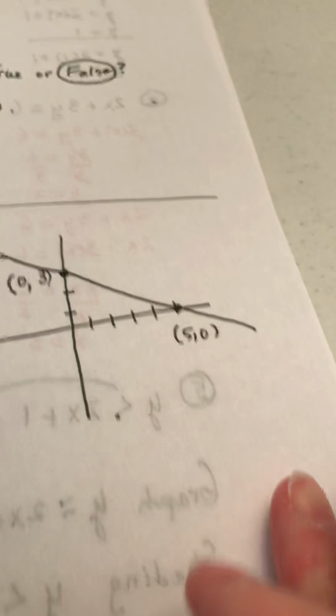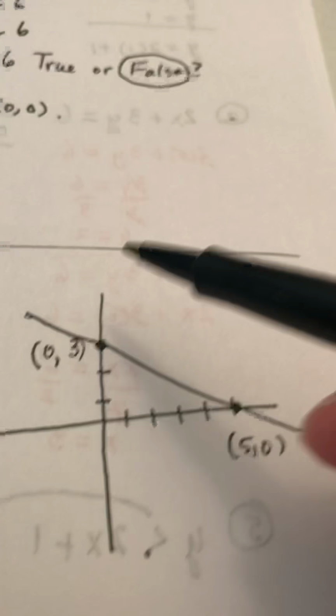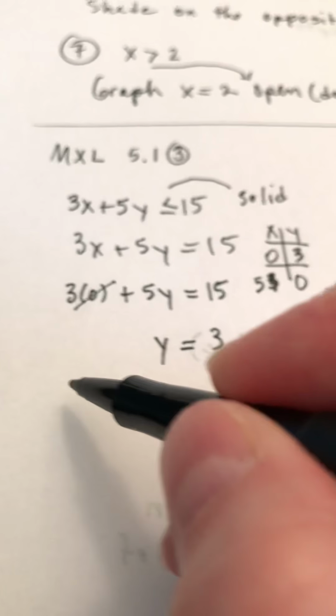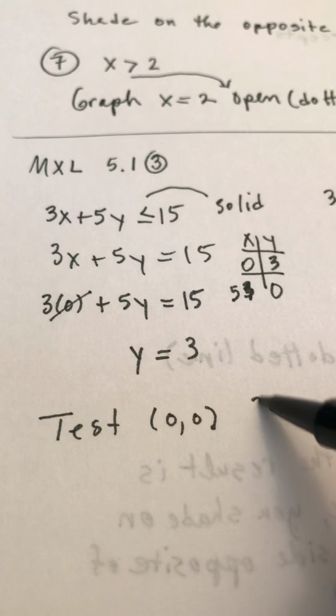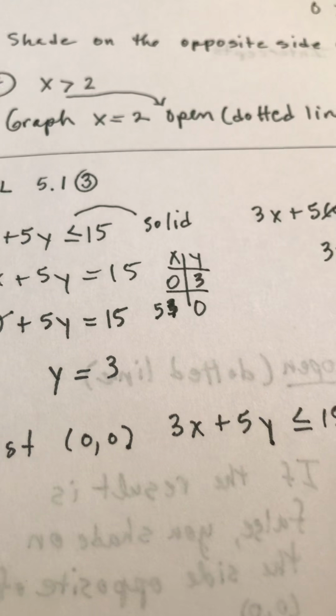And it is solid. Sometimes I forget, but it is solid. Remember, it's less than or equal to. If it had been just less than, I would have had to draw a dotted boundary. Now I'm going to do a test point of 0, 0. I'm going to move this over here, and I'm going to test 0, 0 into my 3x plus 5y less than or equal to 15.